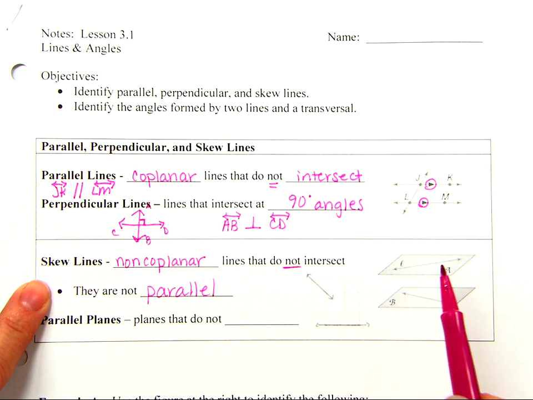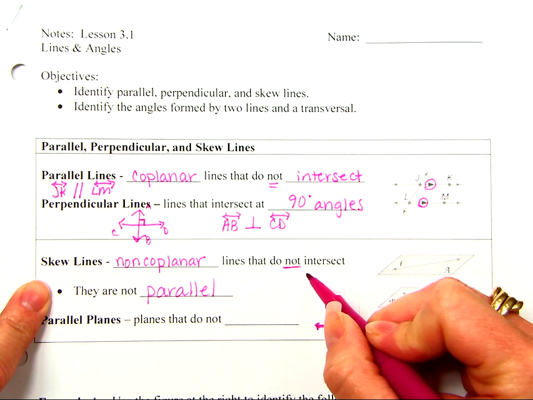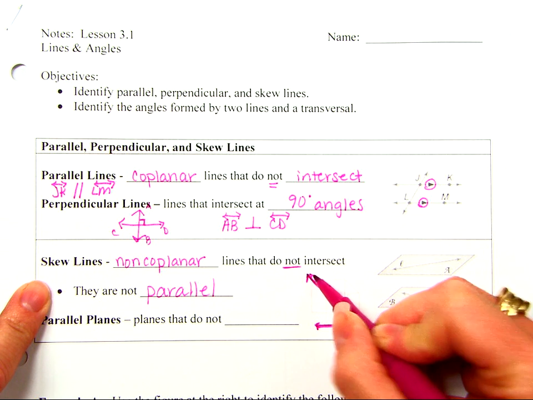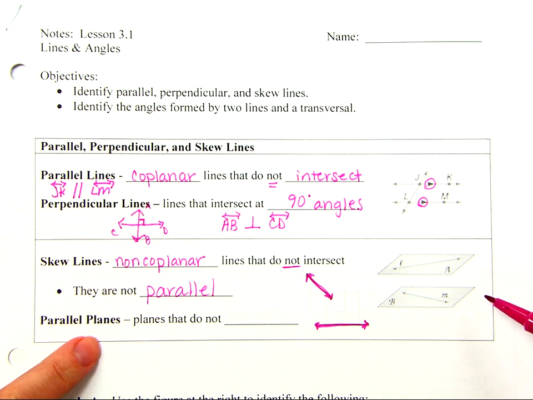So if you take a look at my drawing here of my cube, they're highlighting this line here and this line here. We were looking at the edges of our cube. Those lines are non-coplanar, and they're never going to intersect, but yet they're not considered parallel, and so those would be skew. Also over here in this diagram, line L and line M would also be considered skew.